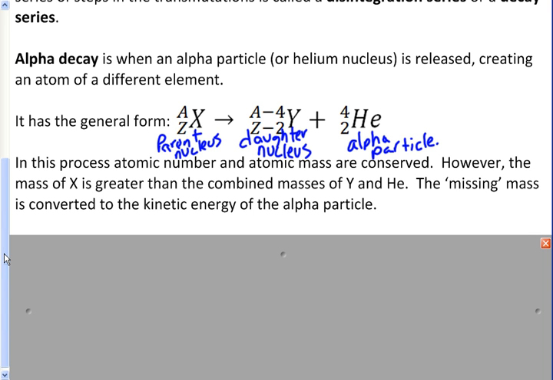However, what you will find is that the mass of X is greater than the combined masses of Y and helium. So for example, if you were to physically measure the mass of this plus this, you would find that it does not add up completely to the mass of X. And we say that there's this missing mass. And this missing mass is actually converted into kinetic energy for this alpha particle. So this alpha particle is actually going to get shot out of that parent nucleus.